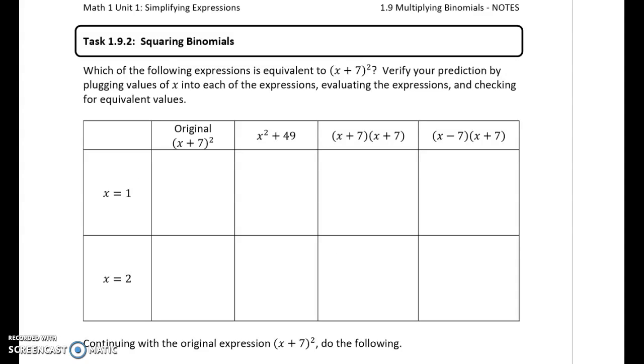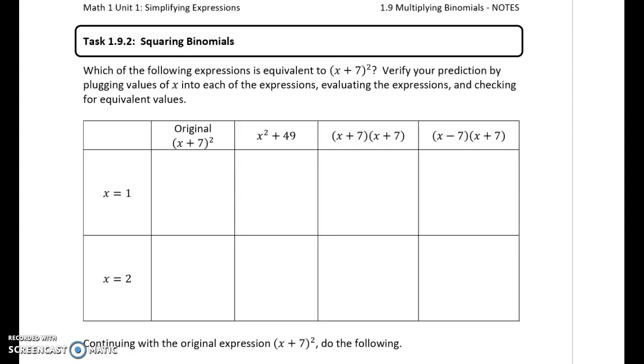Now the next part of the notes goes through some examples of squaring binomials. Here we have a table again, like from the last lesson, and we are trying to examine the x plus 7 quantity squared. This is us squaring a binomial.